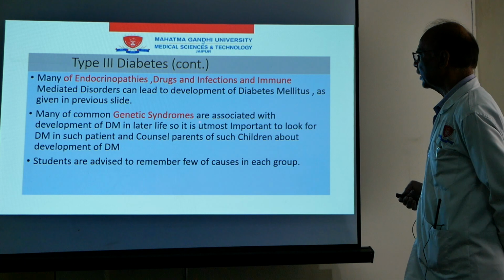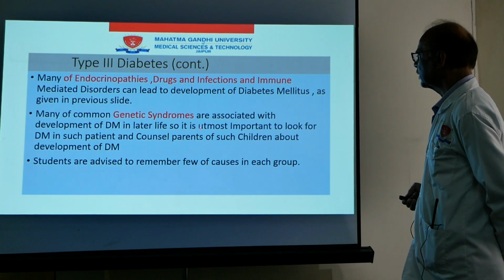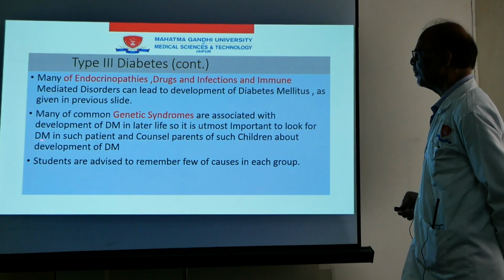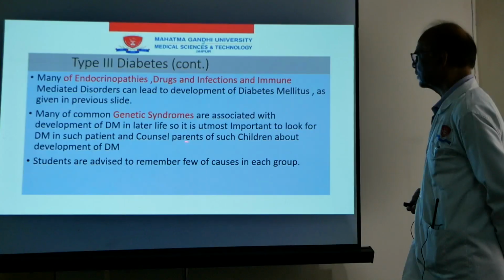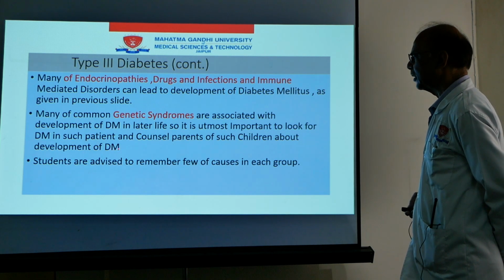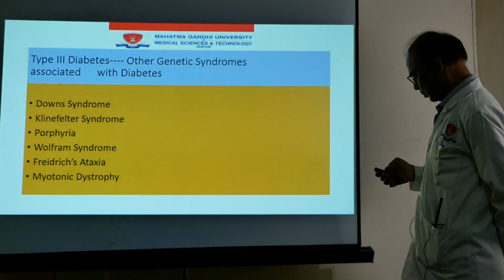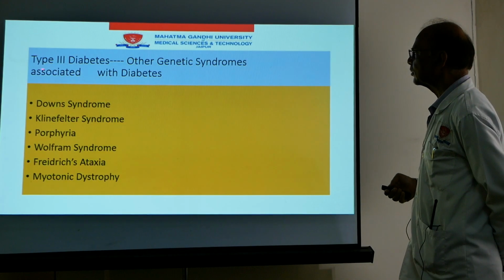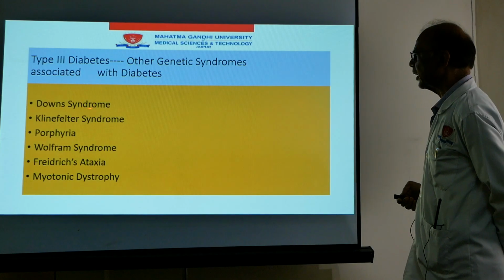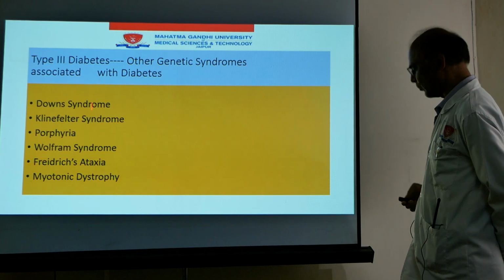Many of the common genetic syndromes are now associated with development of diabetes mellitus in later life. So it is of utmost importance to look for diabetes mellitus in such patients and counsel parents of such children about development of diabetes mellitus in these children at a later age. So these are genetic syndromes which are commonly associated with diabetes. The commonest is Down syndrome, then Klinefelter syndrome, porphyria, Wolfram syndrome, Friedreich's ataxia, myotonic dystrophy.